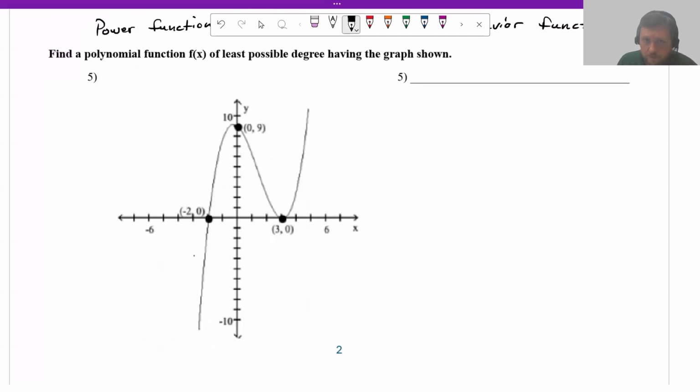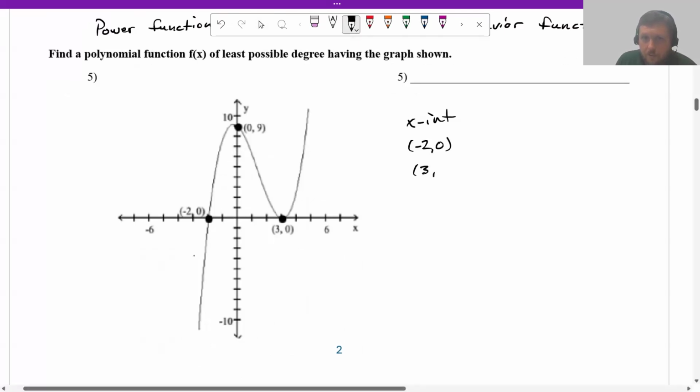Okay, well, I see some stuff there. Let's talk about the x-intercepts first. So I see negative 2, 0, and 3, 0. And then we have x-axis behavior. So at negative 2, it's crossing. At positive 3, it is touching.